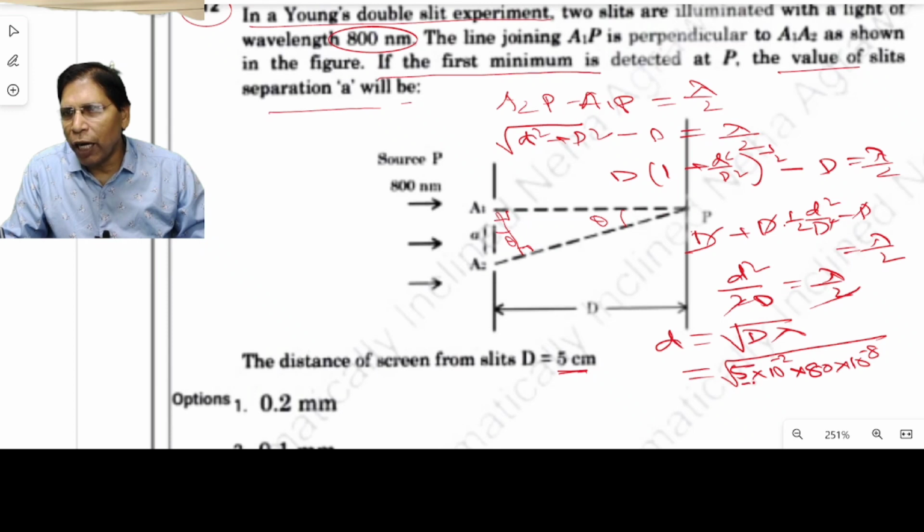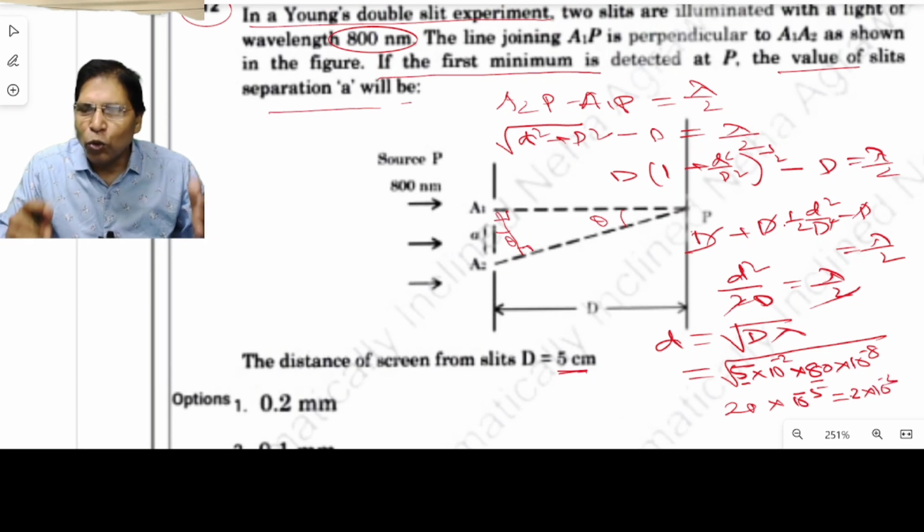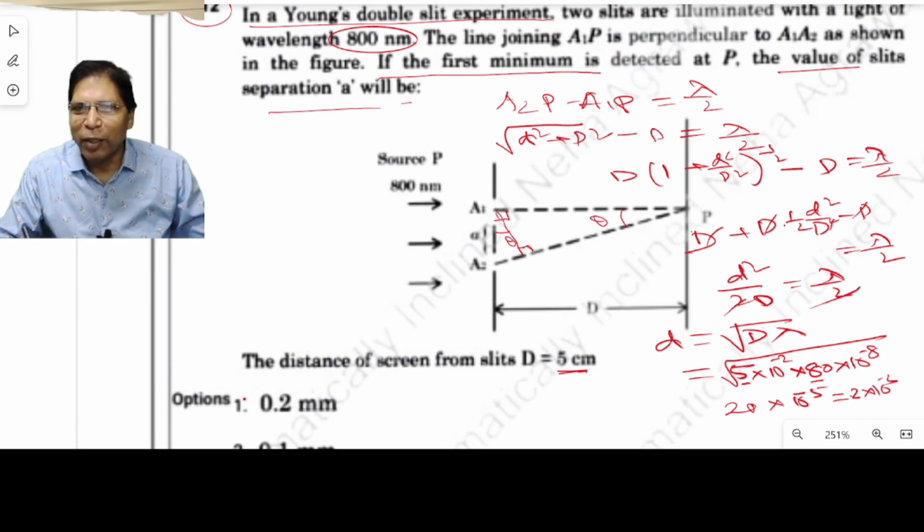Therefore, look at this, 5 into 80, so this is 400. So this is 20 into 10 to the power minus 5. Therefore, this is 0.2 into 10 to the power minus 3. So 2 millimeter is the separation between the two slits.